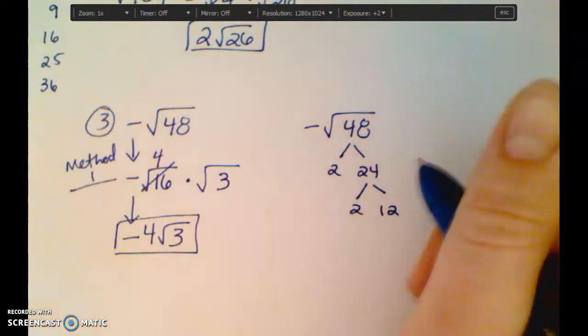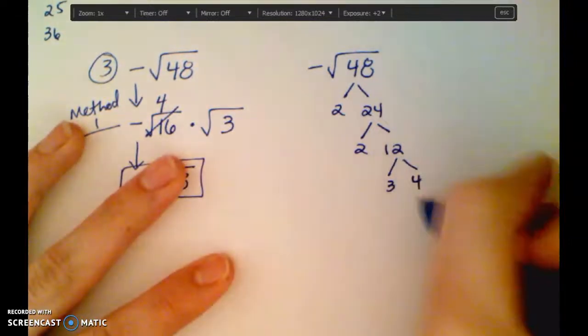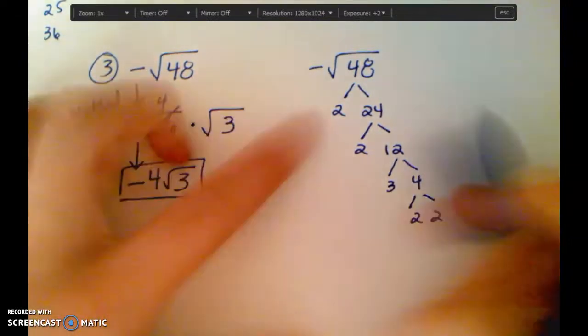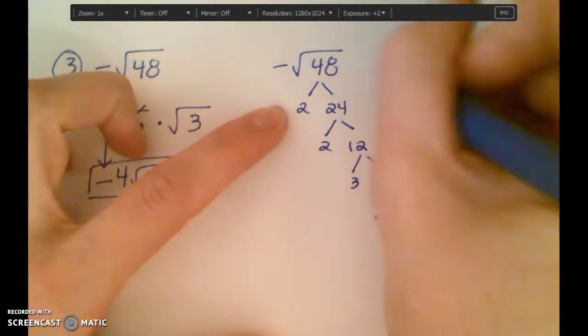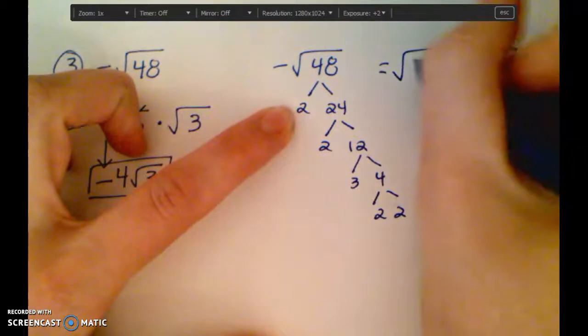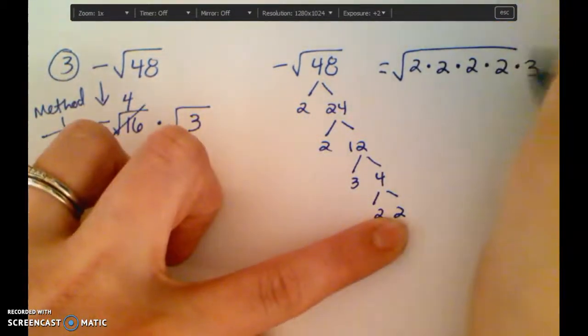And then 12 can go to 3 and 4. And 4 can go to 2 and 2. So now we've got all these prime factors. If you want to write them in a barn, you can. And that's going to be 2, 2, 2, 2, and 3.